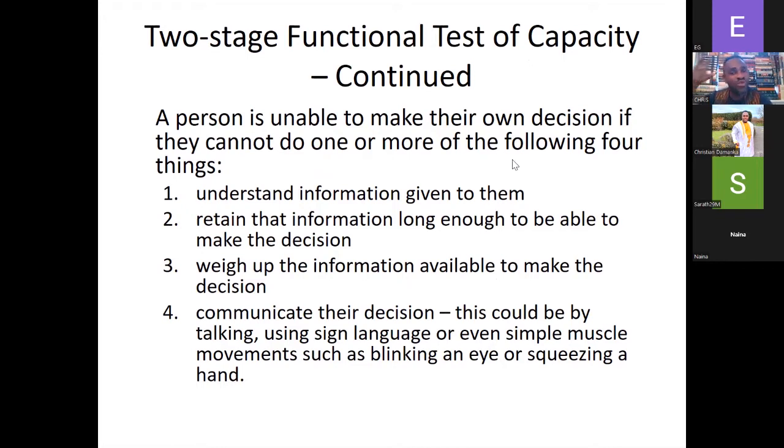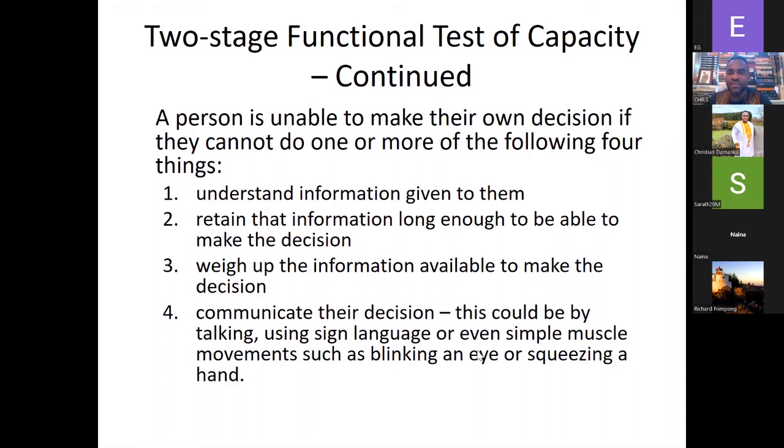The person must be able to keep or retain the information. The person must weigh the information available to them to be able to make a decision, to see what the pros are, what the cons are, the advantages and disadvantages. The person must be able to communicate the decision either verbally or non-verbally, or using sign language or any other means.